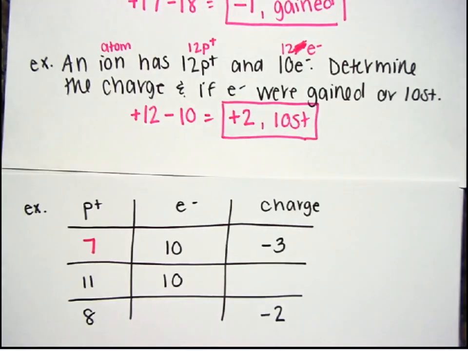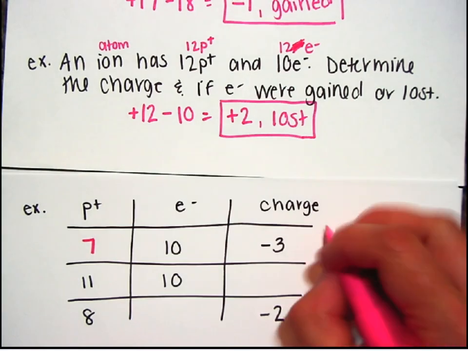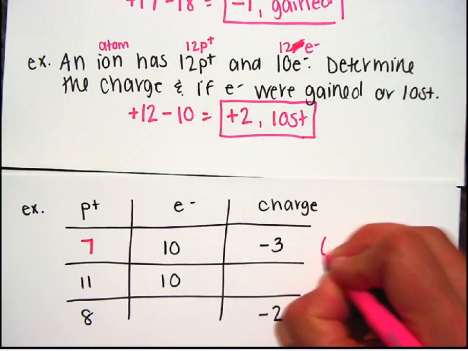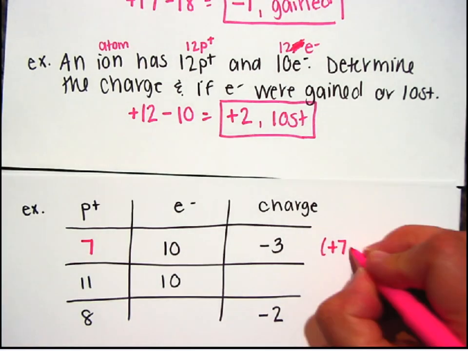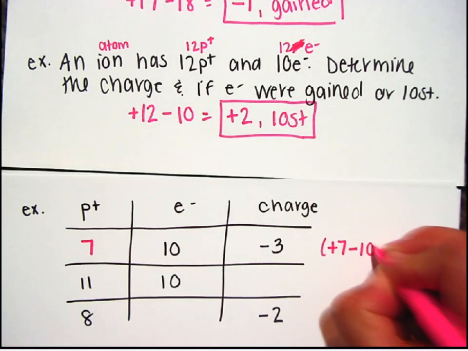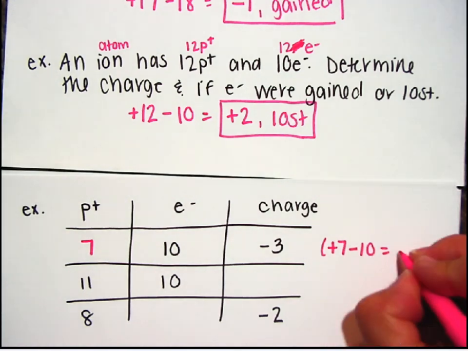And again, you can always double check with some math. If I have 7 protons and protons are positive, that's a +7. I have 10 electrons, and electrons are negative. That's a negative 10. If I have 7 positives and 10 negatives, it gets me to that net charge of minus 3.